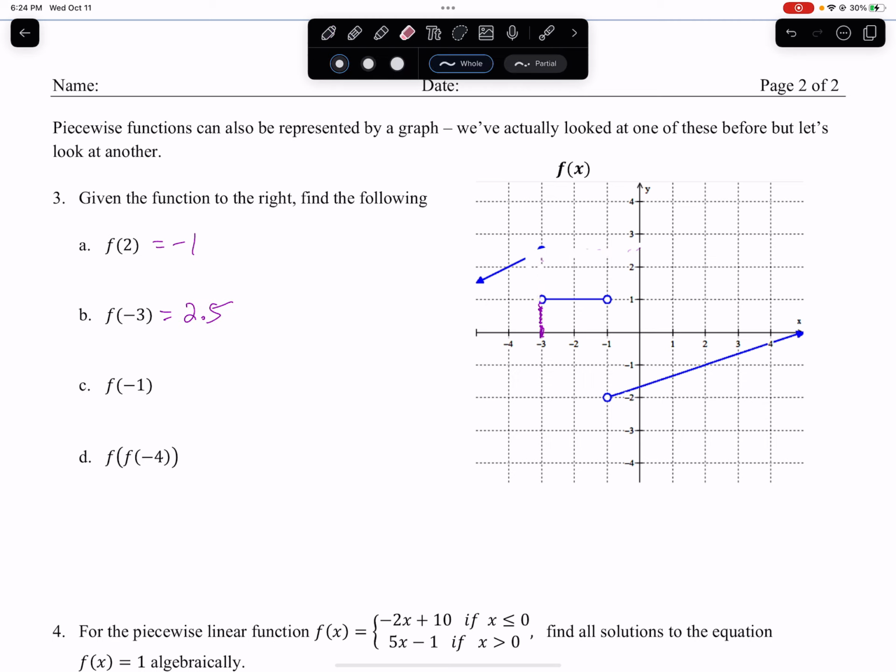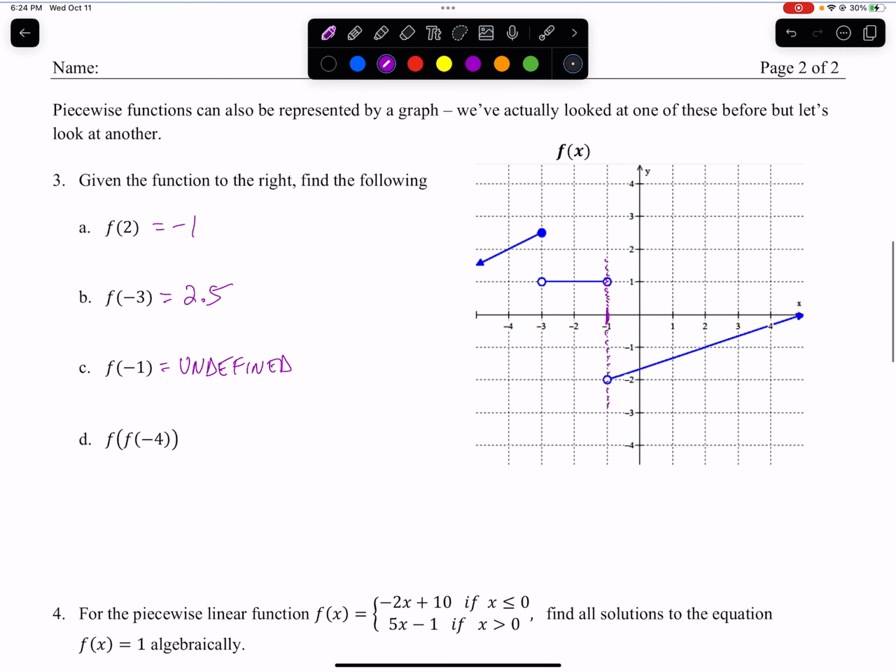Then f of -1. So I go to -1 on the x-axis, and I look to where I hit the curve. I look up, and it's an open circle, so I don't hit the curve. I look down, it's an open circle, I don't hit the curve. I don't hit the curve anywhere, so if there is no y value, we say undefined. We don't know what it is. It's not defined. The y value is not defined.